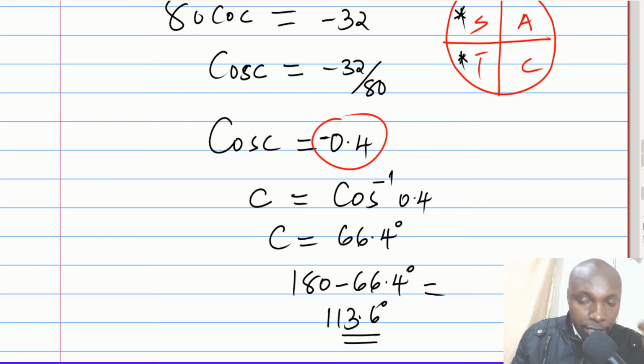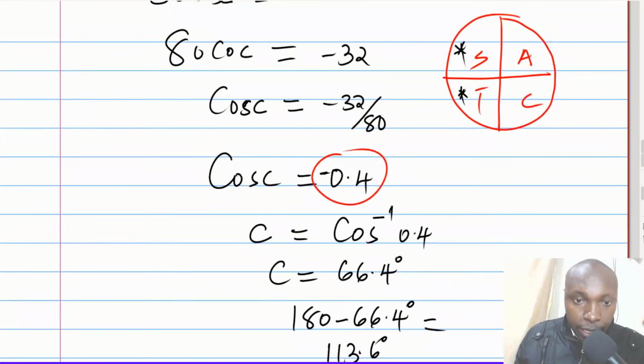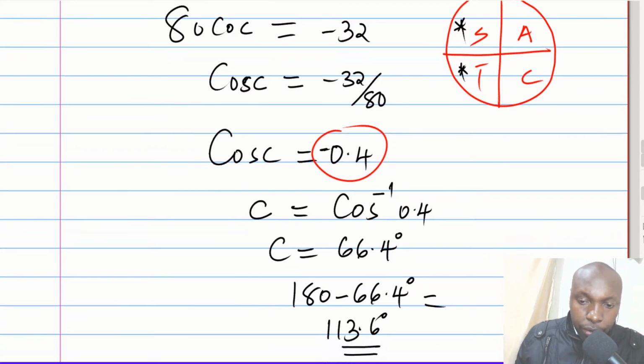So the negative has indicated that the angle is in the second quadrant, and you already know this angle is obtuse, cannot be more than 180. So that is how you're supposed to do that.